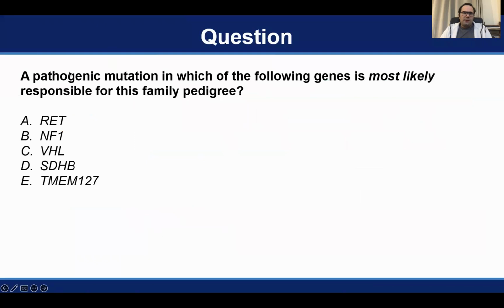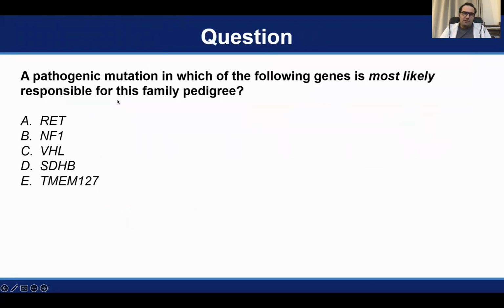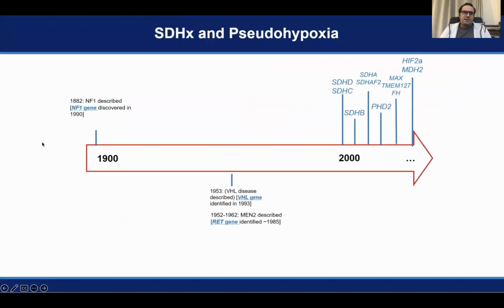Now, a pathogenic mutation in which of the following genes is most likely responsible for this family pedigree, when the patient has metastatic PGL and sporadic benign Pheo? So many members are affected by either Pheo or PGL. The answer is SDHB, succinate dehydrogenase B.